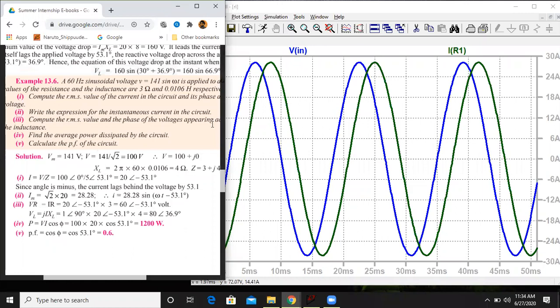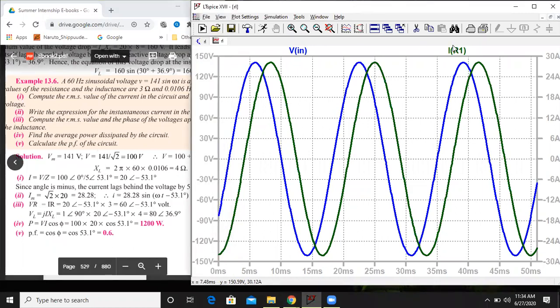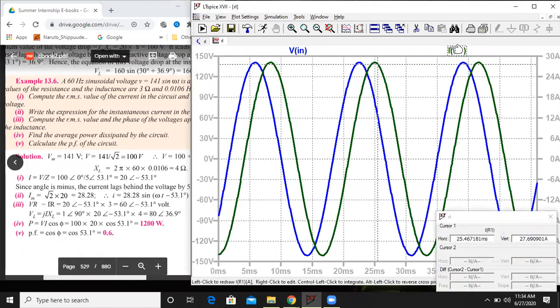This 20 is the RMS. Let me check the peak value here. I right click on this and bring the cursor to the peak. Here I'm getting around 28.17, as you can see on the screen. Let me multiply this 20 by √2. You can also do that. If you multiply 20 by √2, you get around 28.28, which is quite close. So this is the peak value.